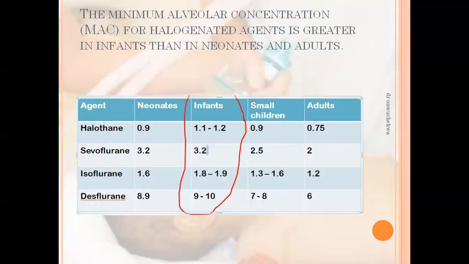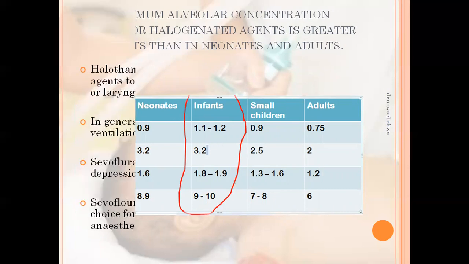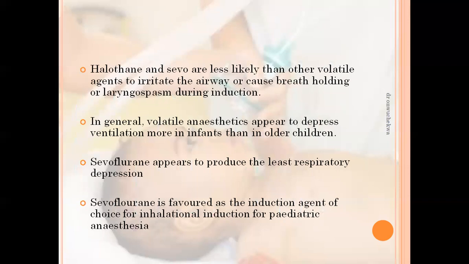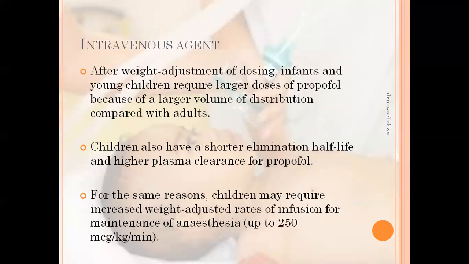The table here shows the minimal alveolar concentration requirements for different age group classifications. As you can see here, as marked with red, that of the infant is way higher than the others. Halothane and sevoflurane are less likely than other volatile agents to irritate the airway or cause breath holding or laryngospasm during induction. But in general, volatile anesthetics appear to depress ventilation more in infants than in older children. Sevoflurane appears to have the least respiratory depression. Sevoflurane is also favored as the induction agent of choice for inhalational induction in the pediatric age group.